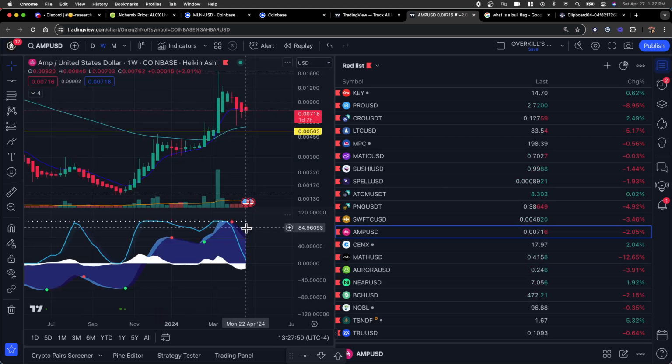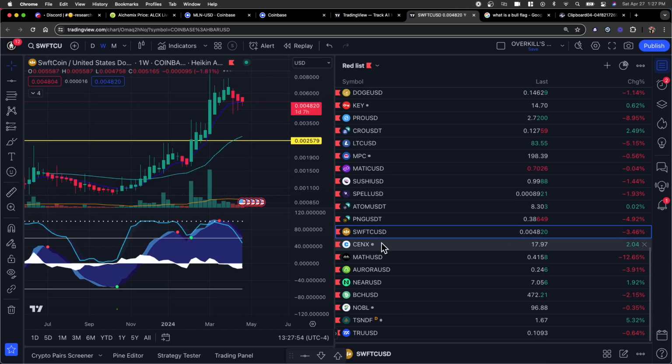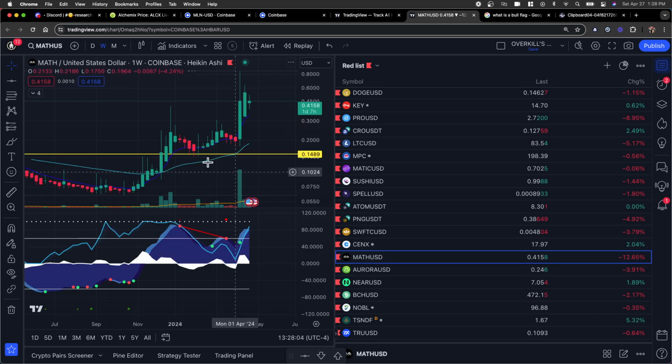AMP token, okay, stochastic down there on the floor as well. I'd be looking to buy this one. Swift, just not close enough. CNX, I'd be looking to sell this one. Another, looks like aluminum company here. I want to buy a pullback on this one down to the 50. So that we got about a month or two away from that happening.